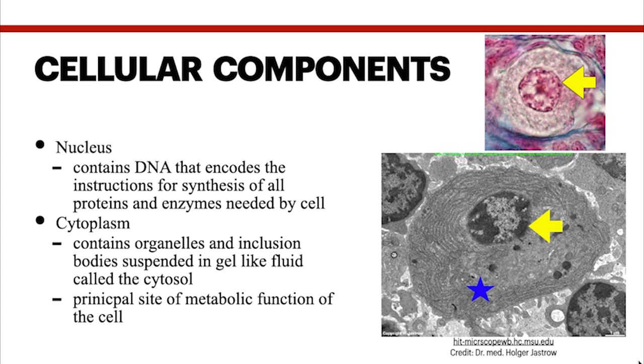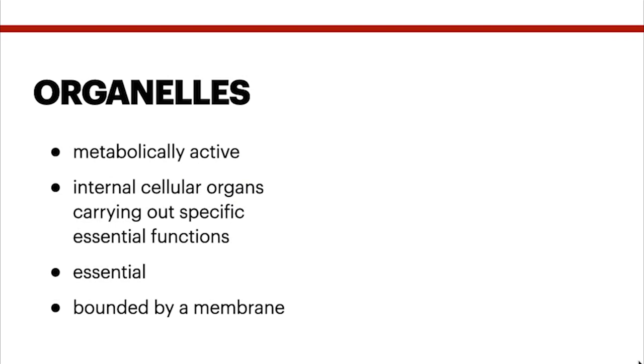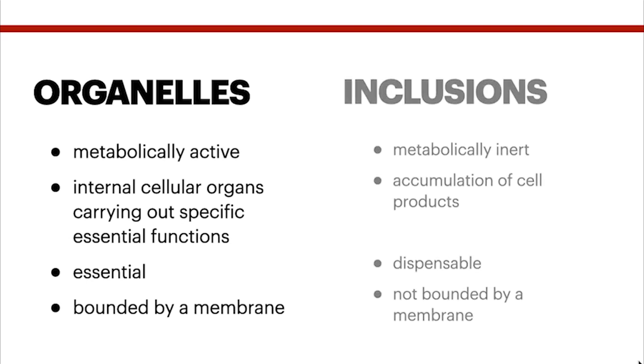There are two main structures in the cytoplasm: organelles and inclusion bodies, which are both suspended in a gel-like matrix called the cytosol. The organelles are membrane-bounded and are involved in essential metabolic processes such as energy generation, protein synthesis, and other vital functions. Inclusions are stores of lipid and inert deposits of waste products from cellular metabolism.